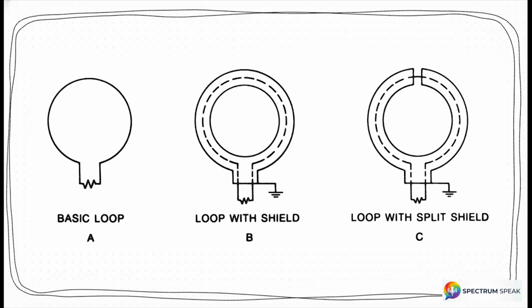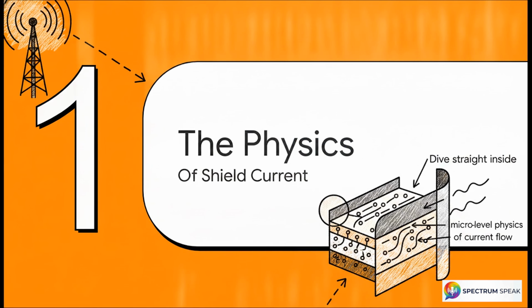Take a look at these three variations of a loop antenna. By the end of this explainer, you're going to master the exact physics and the math behind that third image right there, the split shield loop. You're going to walk away with a rock-solid intuition for the mathematics of shield transfer impedance. We are going to break down exactly why breaking the shield is exactly what makes it work. Moving right along to Section 1, zooming in, the physics of shield current.